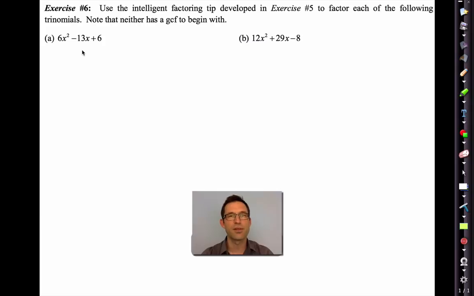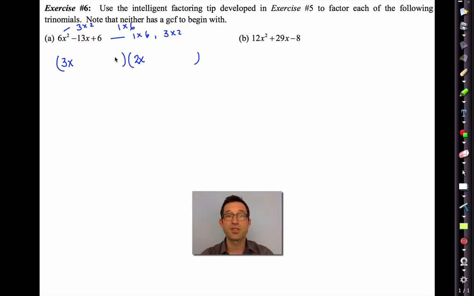All right, let's take a look at this one. Thank you for clearing the page. All right, we have 6x squared minus 13x plus 6. Well, the 6x squared will either be a 3 times 2 or a 1 times 6. Let's go with 3 times 2. All right, let's go with 3x and let's go with 2x. Same thing is true here. This is either 1 times 6 or 3 times 2, and they've both got to be negative.